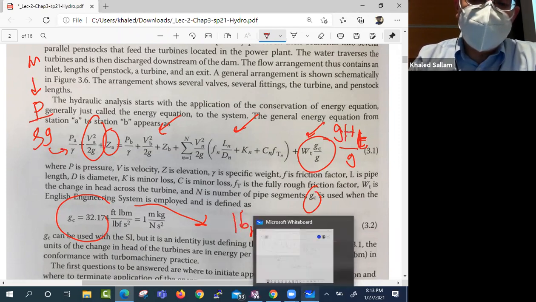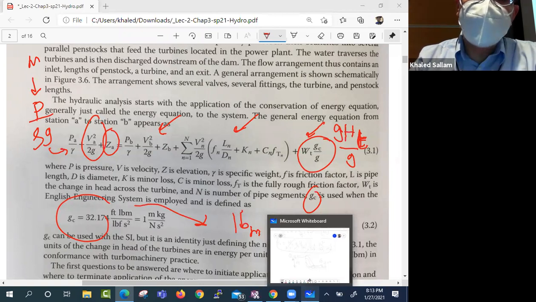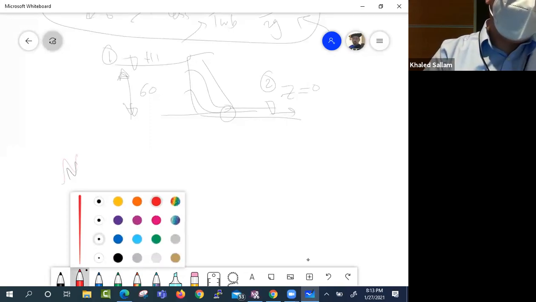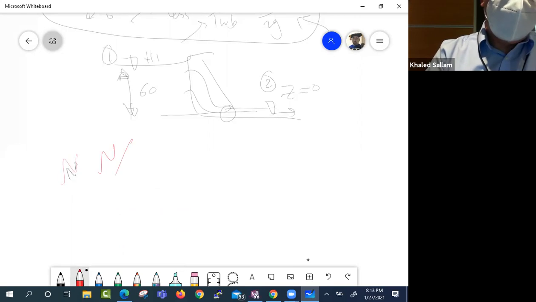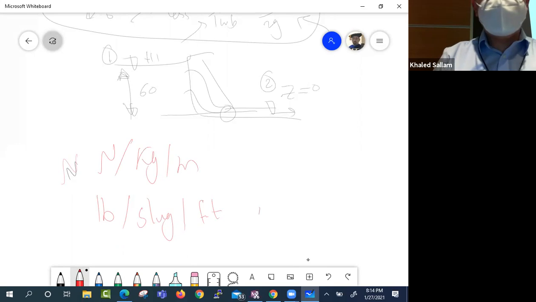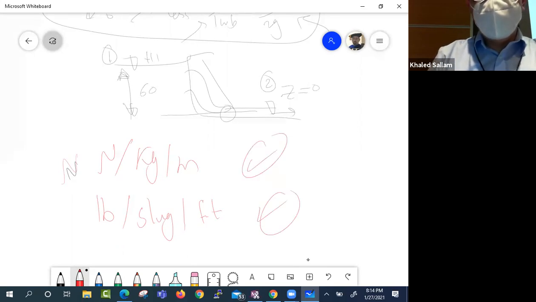So I strongly recommend throughout your career to always use SI units like Newton. Let me use, give me a bigger pen, man. Okay, this one. Newton, kilogram, meter, okay? Or you use pound, you use slug, and you use feet. No inches, no pound mass. If you do this, your life would be much easier.